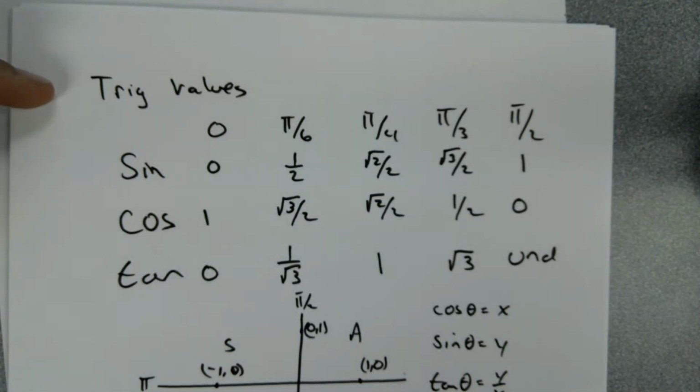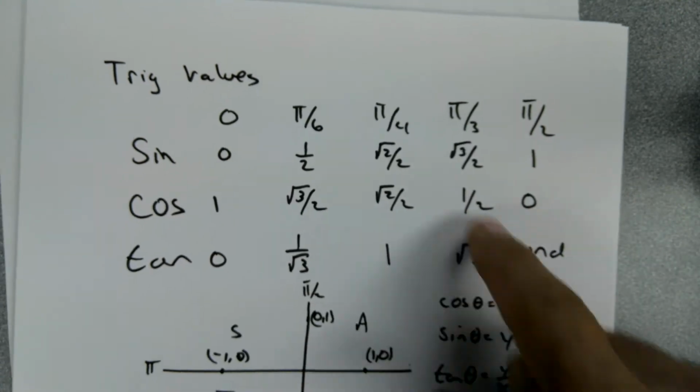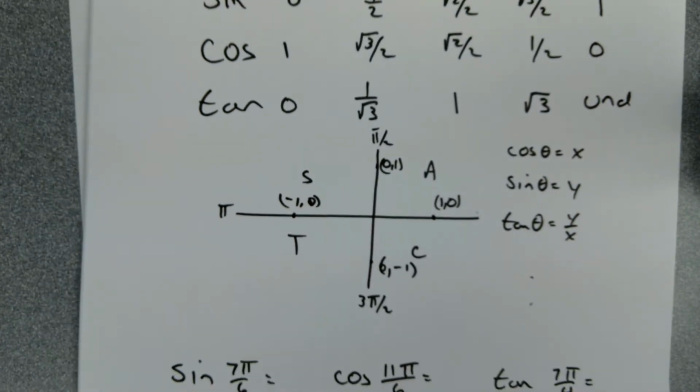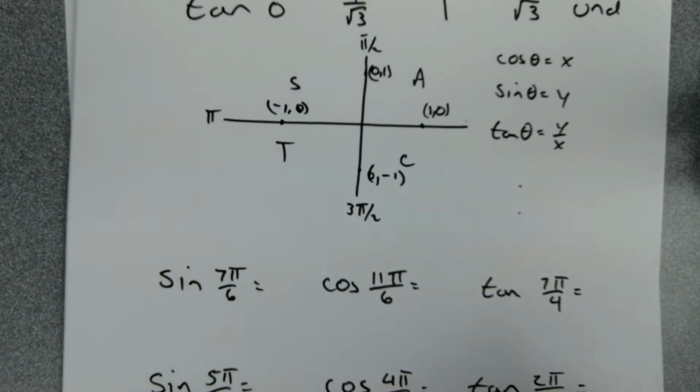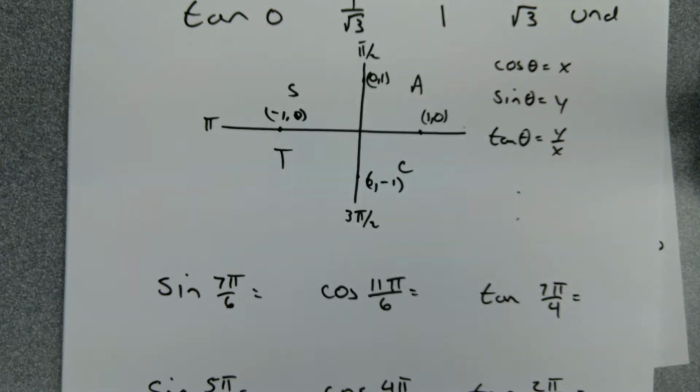Last time we came up with the trig chart, but let's say you already have this and you have this, and we just want to find the trig values. Here are the trig values that you want to find, and on the unit circle they're all going to be multiples of 6, 4, 3, and 2. So let's go ahead and get started.